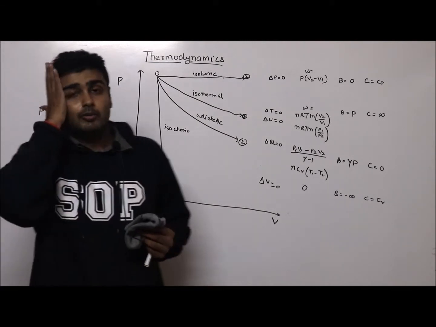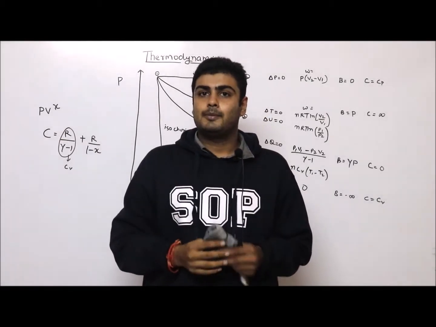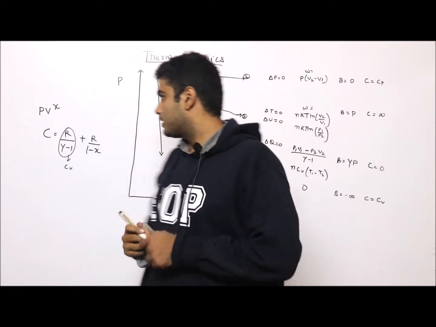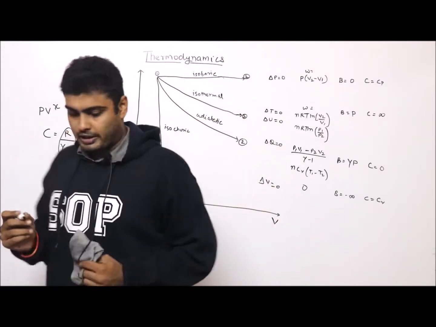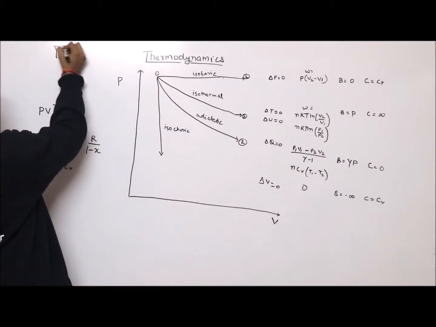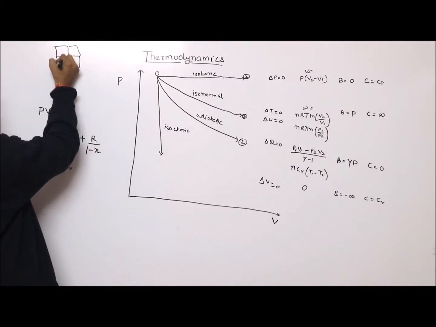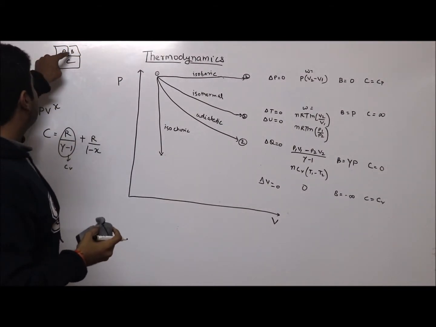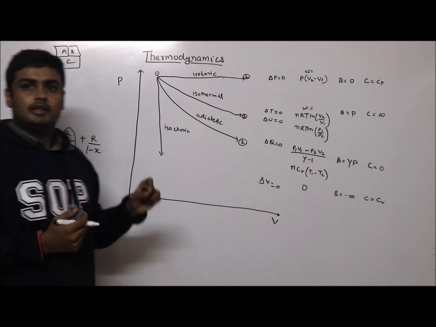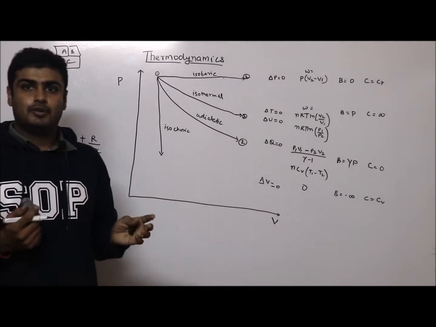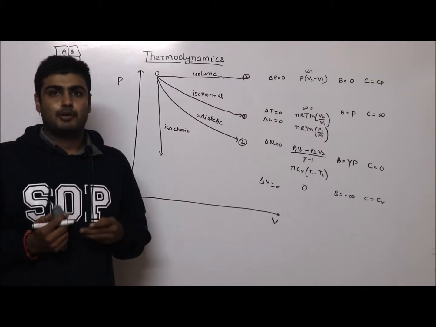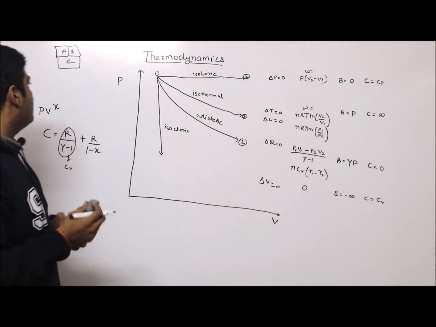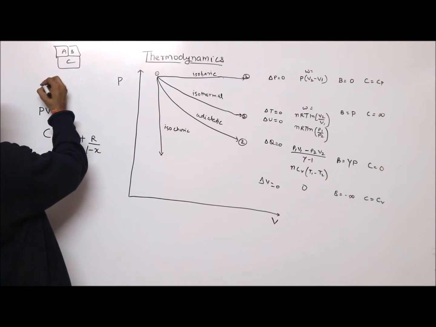Talking about the basic laws of thermodynamics, the first is the zeroth law. Suppose I have bodies A, B and C. If A is in thermal equilibrium with B, and A is in thermal equilibrium with C, then B and C are also automatically in thermal equilibrium. This is the zeroth law. Then there is the first law.